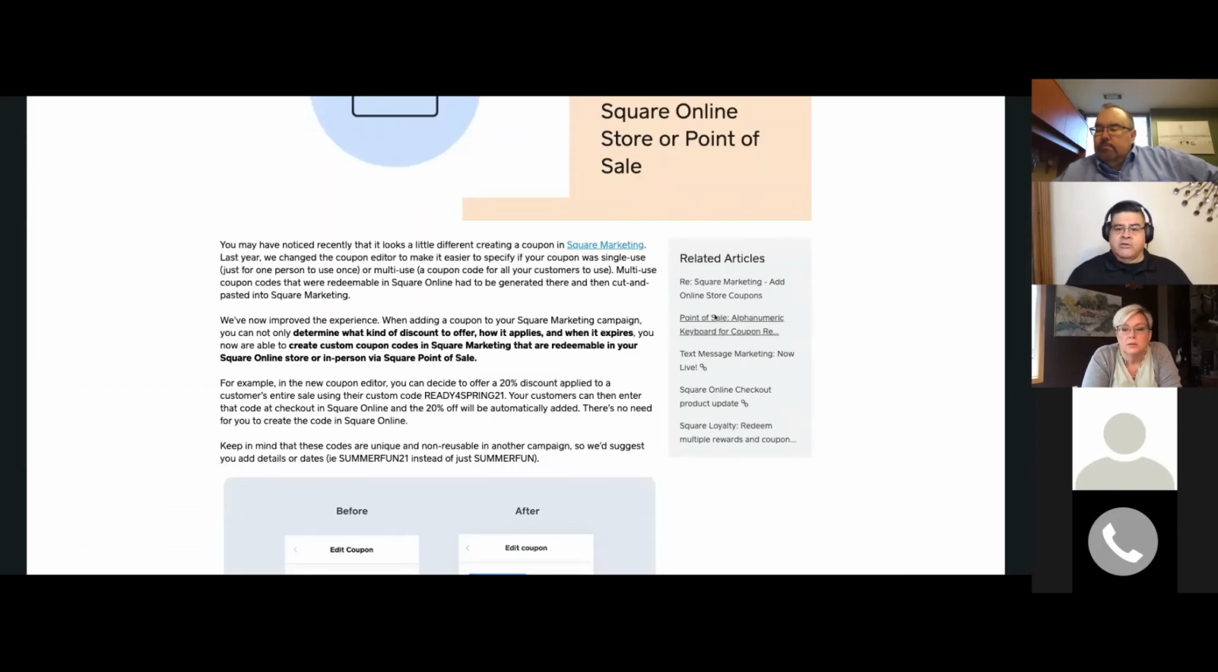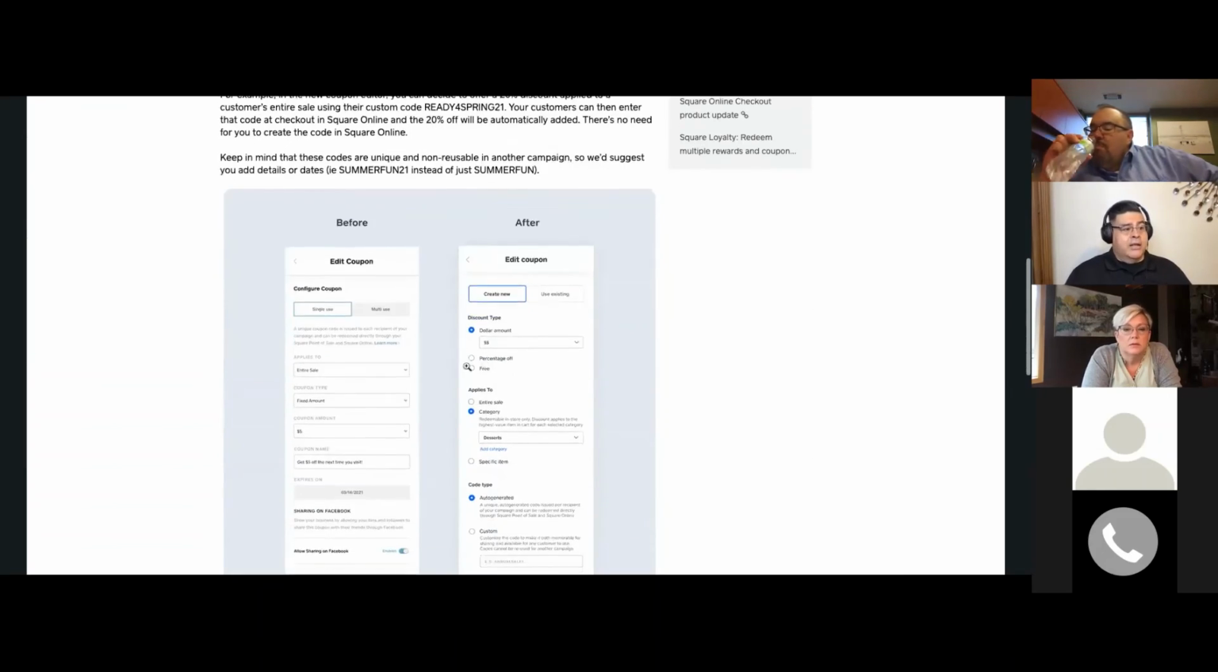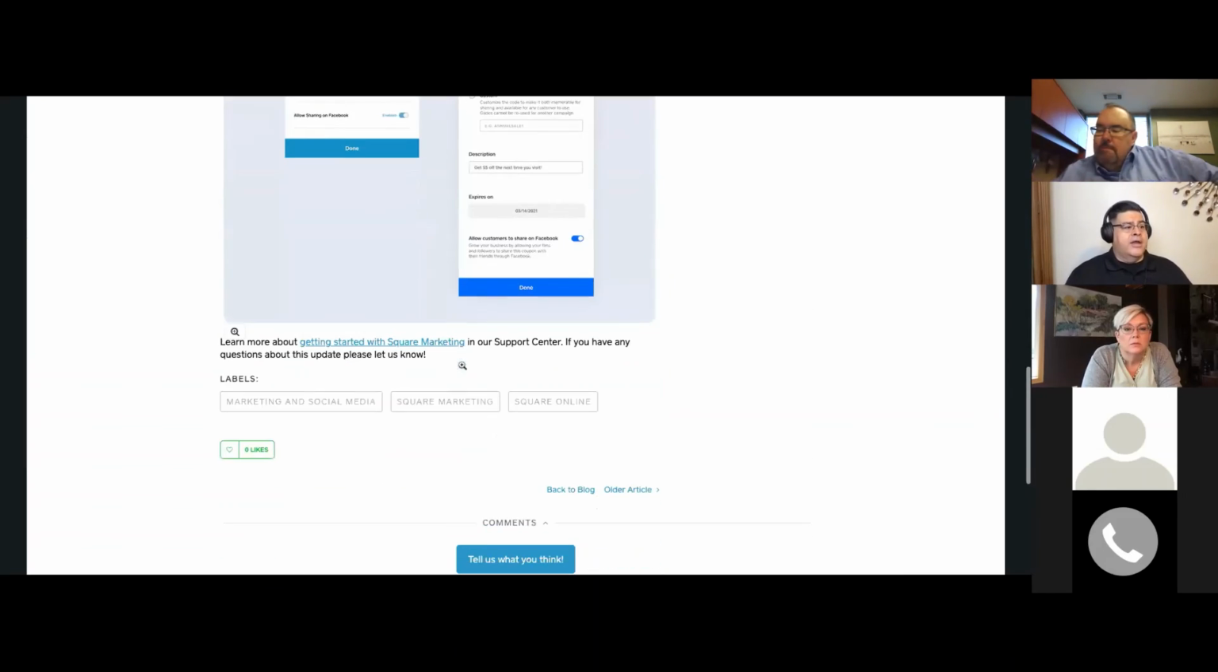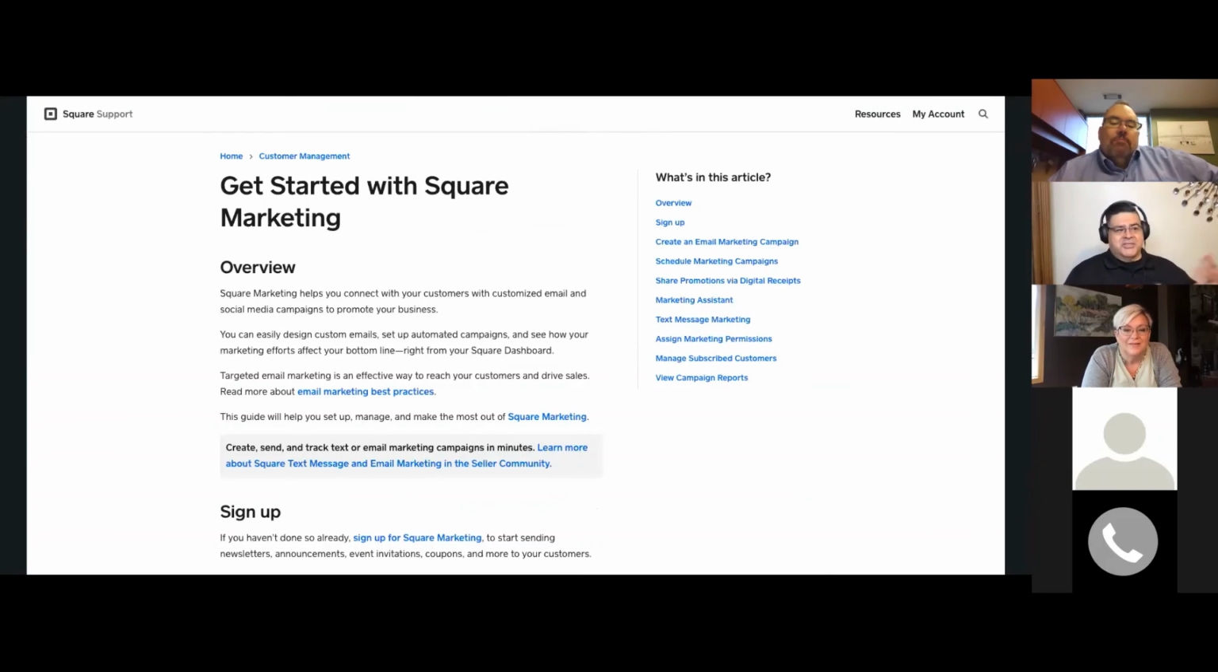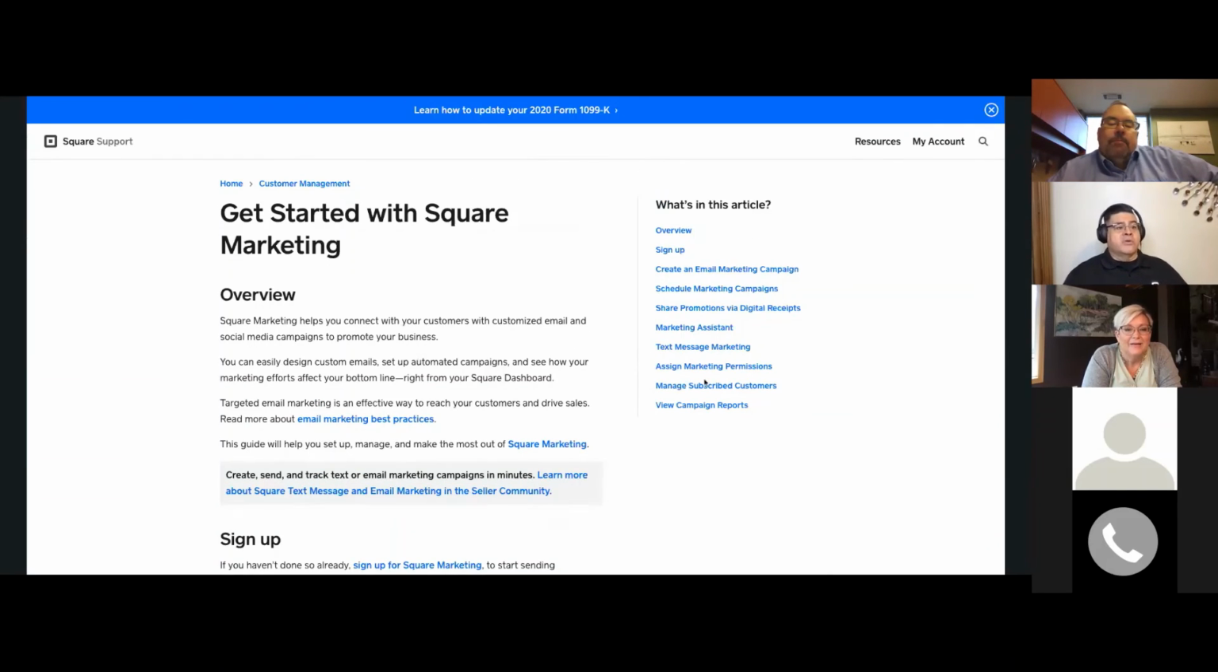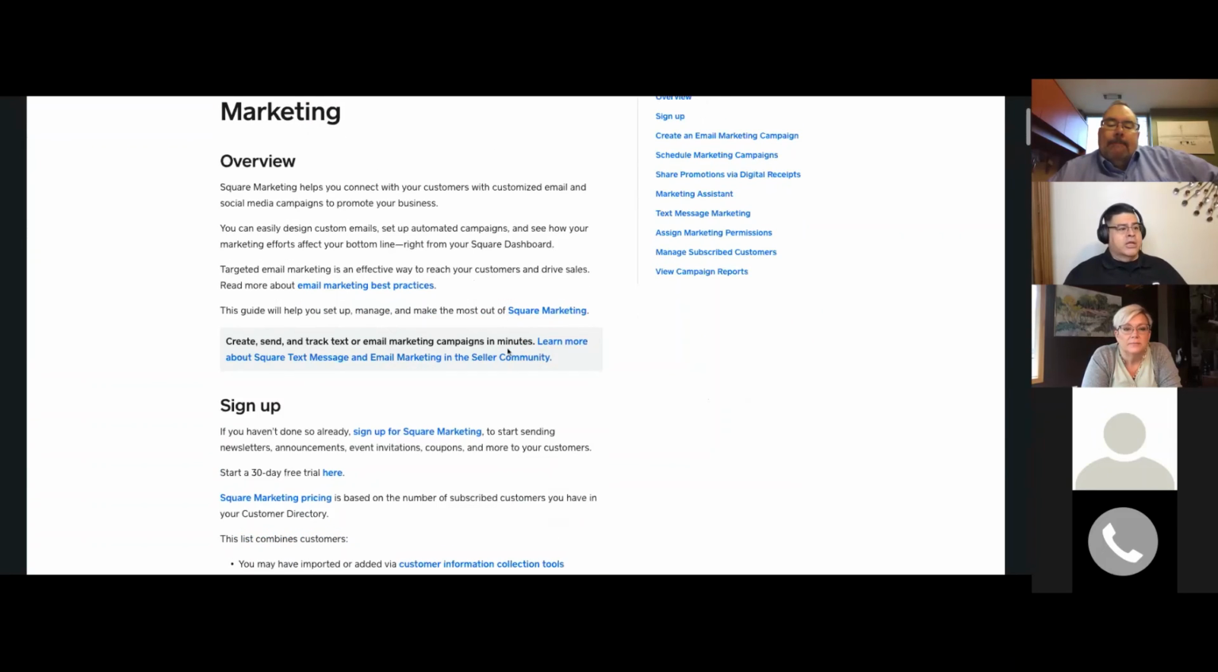So you'll see a lot of those and then related articles, and it'll walk you through how to do that. And then there's getting started with Square marketing, right? It'll even teach you, here's a whole overview of Square marketing.